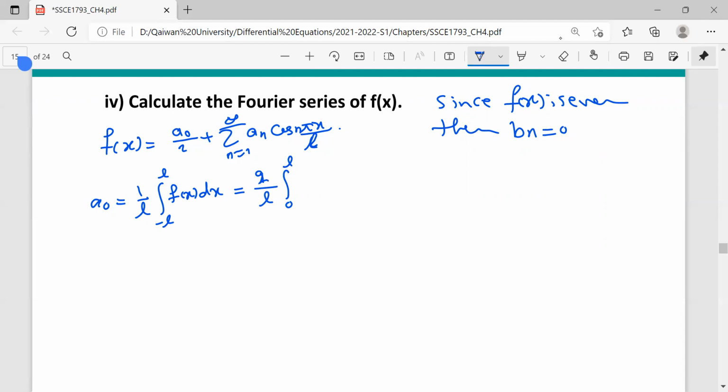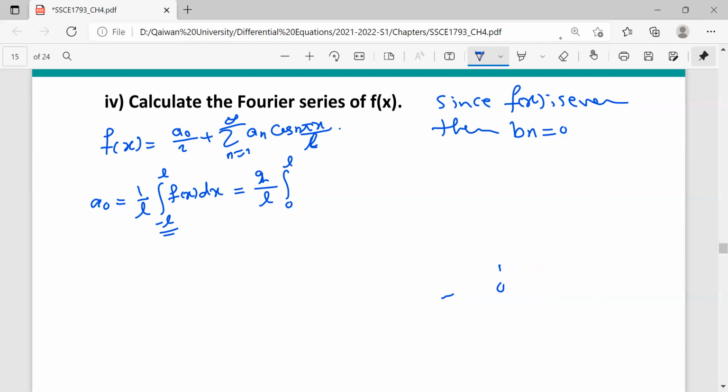So why do we multiply by 2? Because the interval is from minus L, as you see, this is 0, this is L. From here to here, we take only half of the interval, so we must multiply it by 2, since the function is even. If it's not even, we cannot do that.